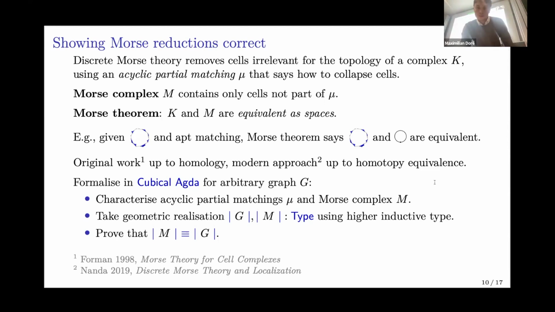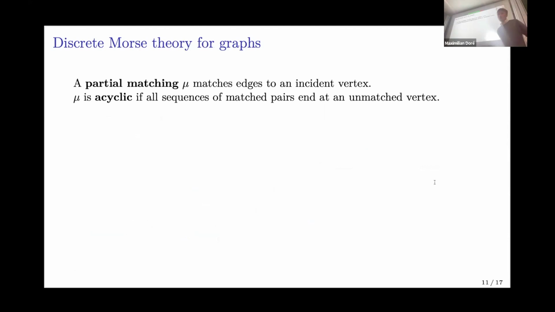The first step is to say what partial matchings on a graph are. And they have a relatively nice and direct characterization. A partial matching picks out a collection of the cells, and it does this by always mapping a vertex and an incident edge to one another. So we have a big graph, and then it just picks out pairs of edges with incident vertices. And this is acyclic if we can't go along such matched pairs in circles, i.e. if at some point we end up somewhere which isn't matched.